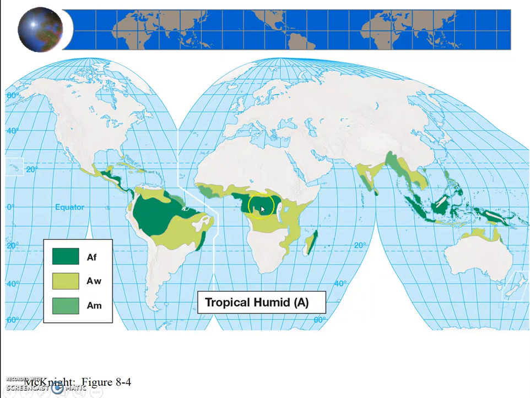Thus, these Af climates, these tropical wet climates, get abundant rainfall, usually around 60 to 100 inches of rain per year, though it can vary some.